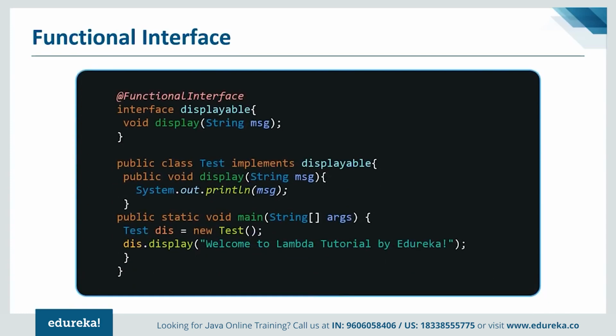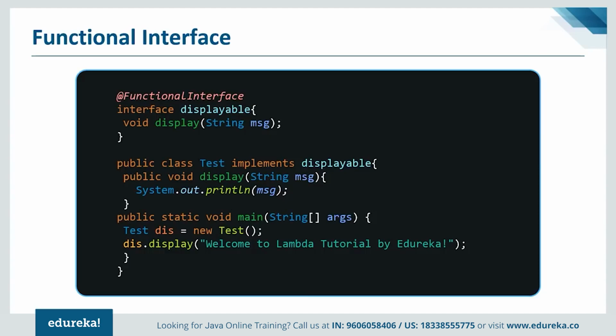This is one code snippet where you can easily identify what is a functional interface: an interface with one single abstract method. By default, whenever you write a method in an interface, it is a public abstract method. This is one example of a functional interface and how we can use it.